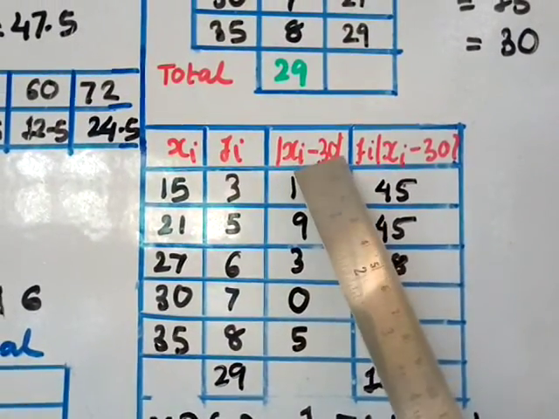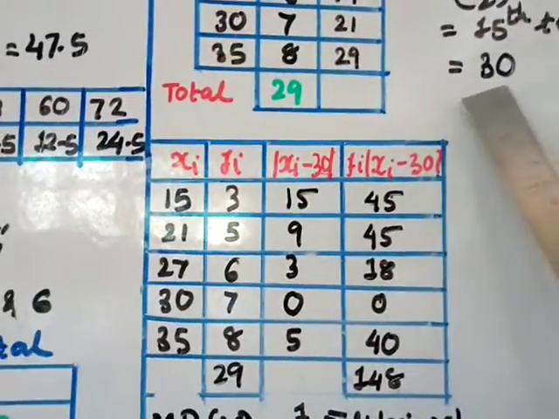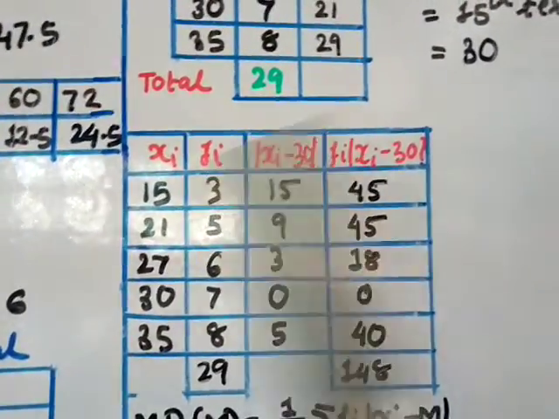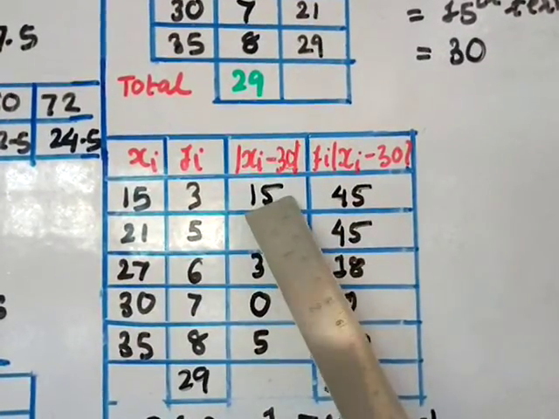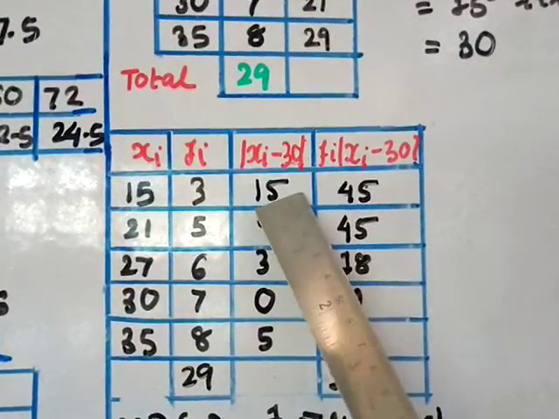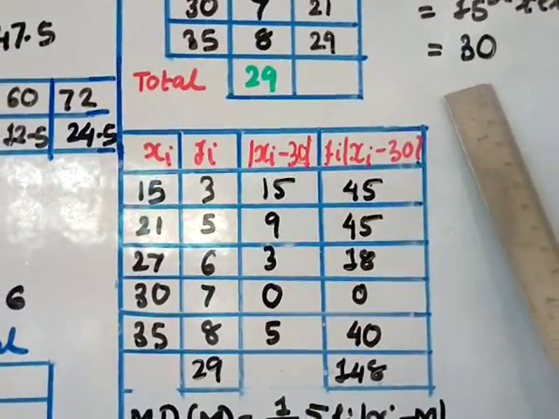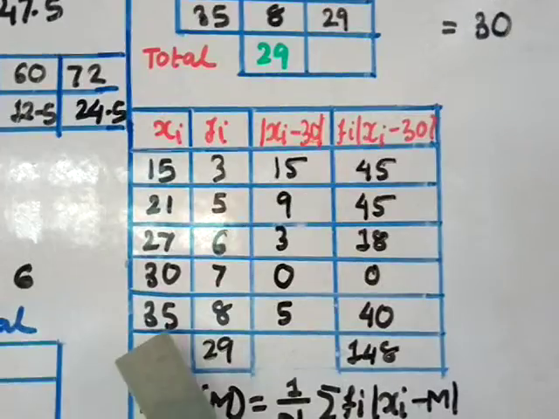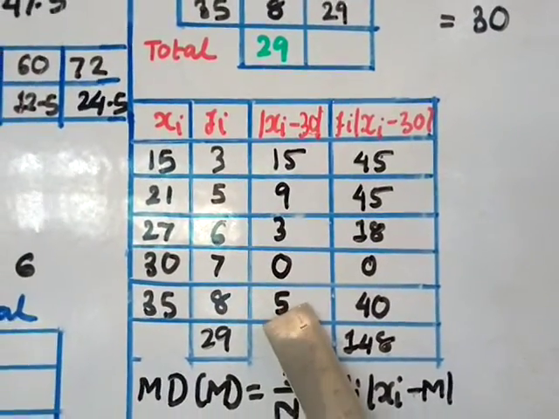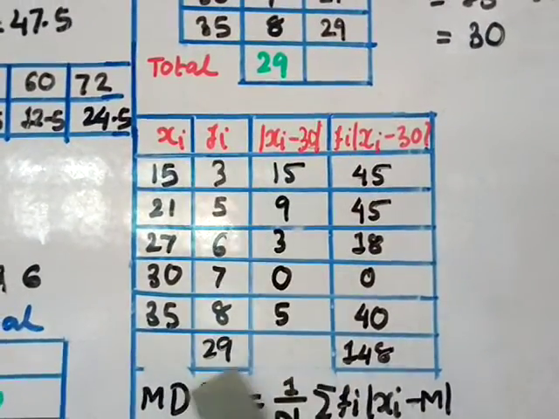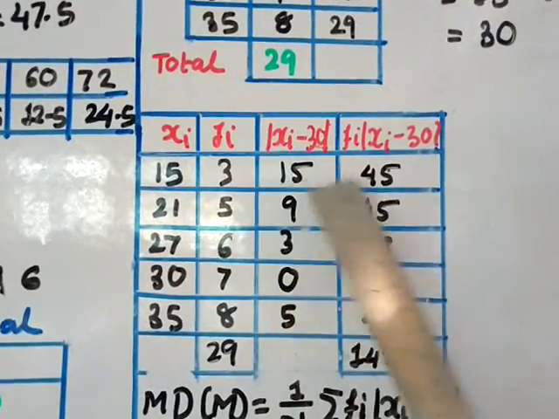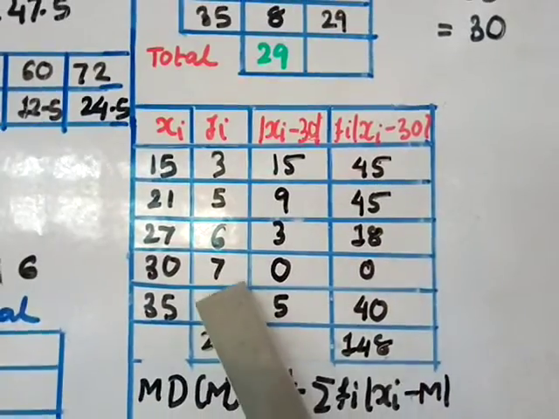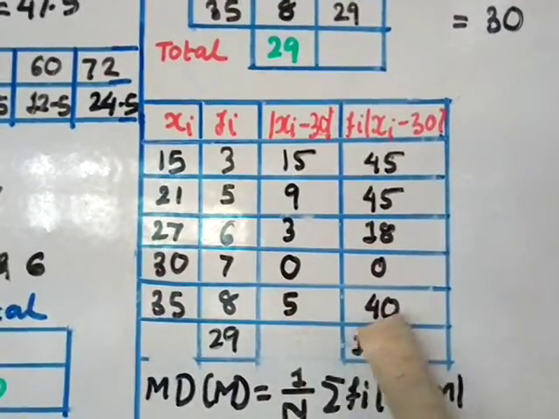And xi minus 30, these are xi's, right? So 15 minus 30 gives you 15. It is negative, take a modulus, so positive. 21 minus 30 gives you 9. 27 minus 30 gives you 3. 30 minus 30, 0. 35 minus 30 gives you 5. Right? Next is product of these two, this column into this column. So 3 into 15, 45. 5 into 9, 45. 6 into 3, 18. 7 into 0, 0. 8 into 5, 40.